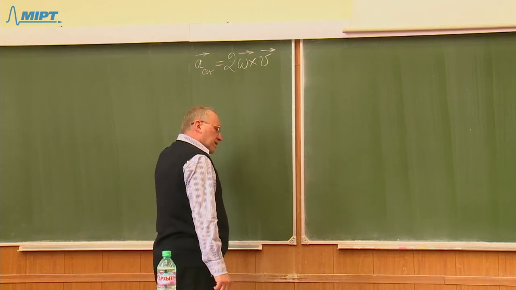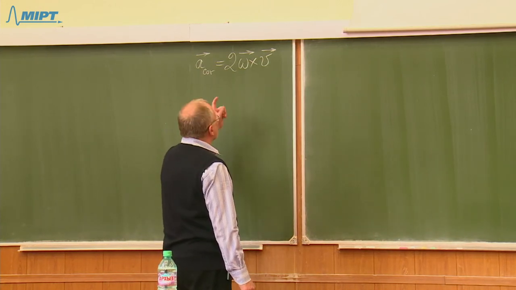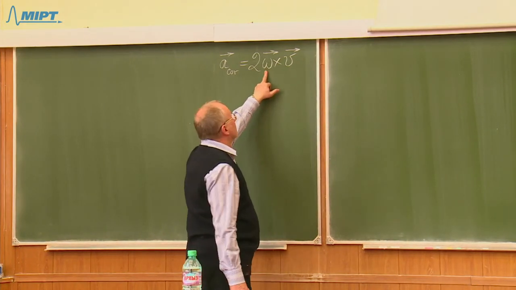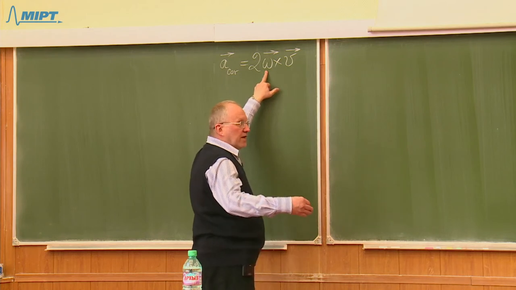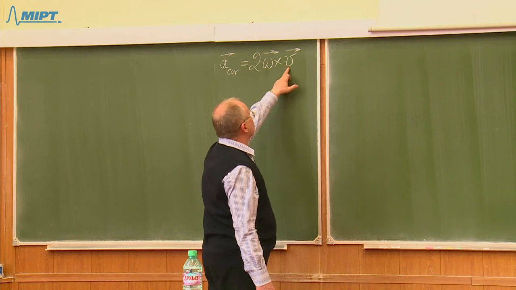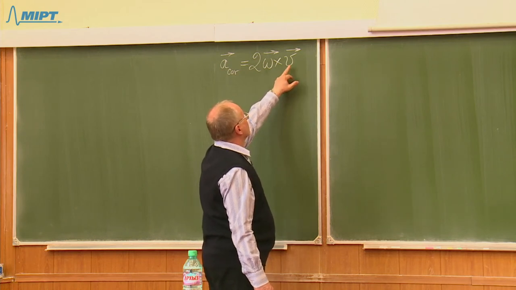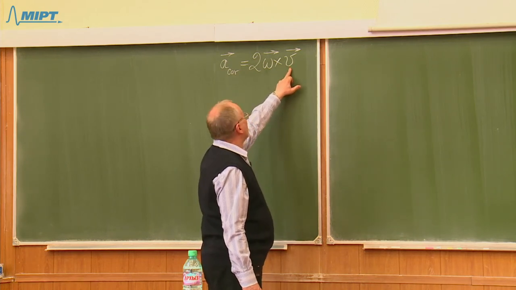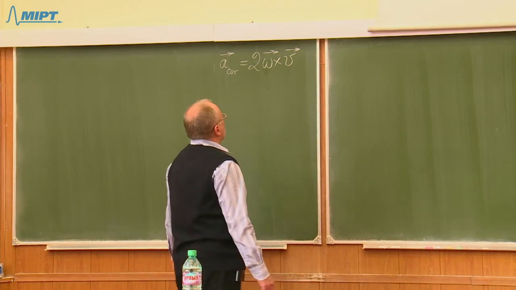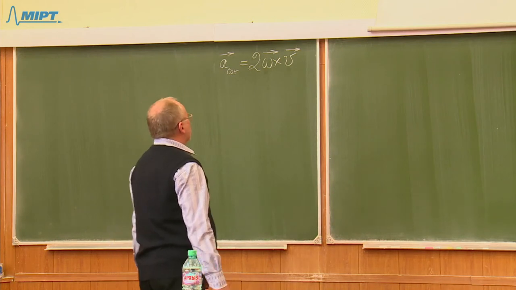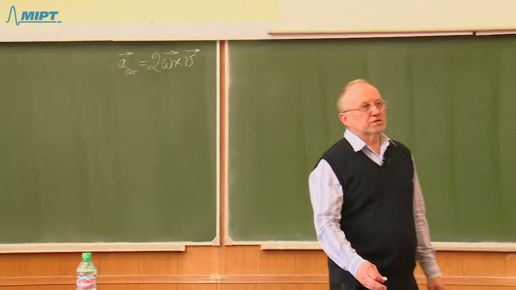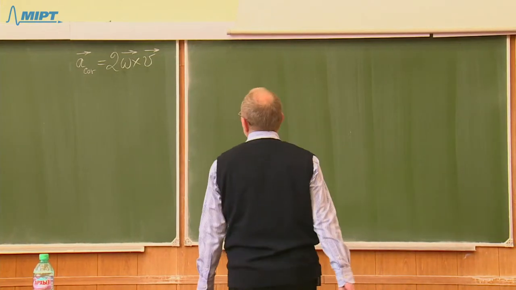So this angular velocity is measured in an inertial reference frame or in the laboratory reference frame, but this velocity v is measured with respect to the rotating reference frame. What is the mathematics behind this formula? Which mathematical rules were used to derive this formula, to obtain it?